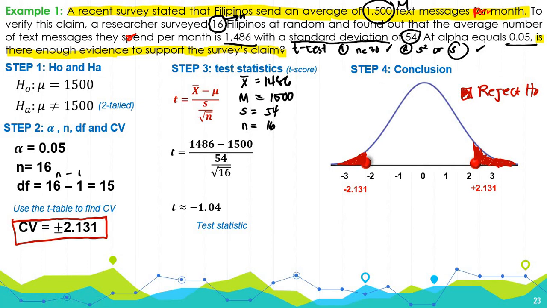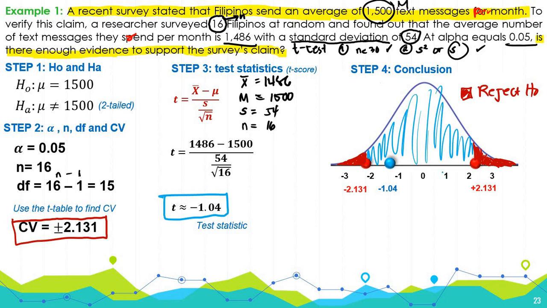So what is our test statistic? We solved a while ago the value of t, which is negative 1.04. This is now what we're going to plot next. So negative 1.04 is plotted here. Therefore, it falls within the acceptance region. So let me just highlight this portion. This is the unshaded red region. Let me shade it in blue. And if the test statistic falls within this region, then our decision is to accept the null hypothesis.